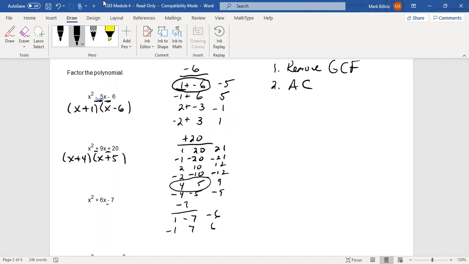I'm looking for the pair that adds to a +6, and that would be a -1 and a +7. So I can just go directly into my factoring, -1 and +7. Keep in mind what I said also, order doesn't make a difference. So if you wrote +7 and -1, exactly the same.